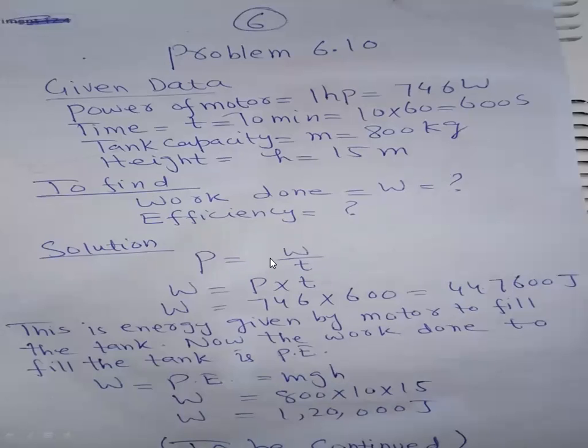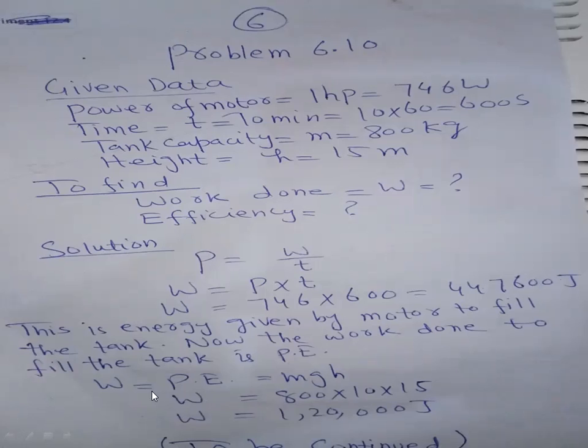So you need to find out the work done. Cross multiply, so W is equal to P times T. Just plug in the values. Power is 746, and time is 600. If you multiply 746 by 600, you will get 447,600 joule. This is the actual work done.